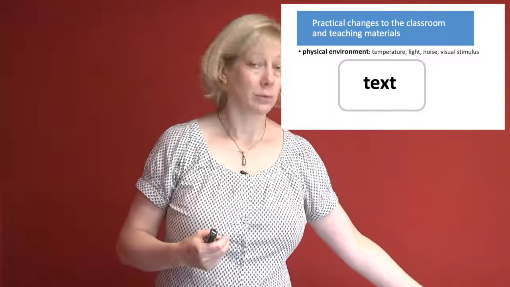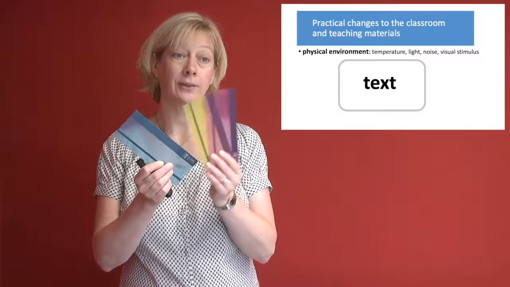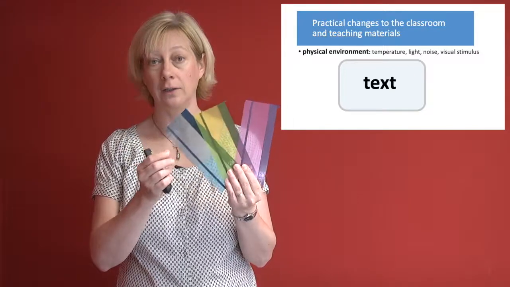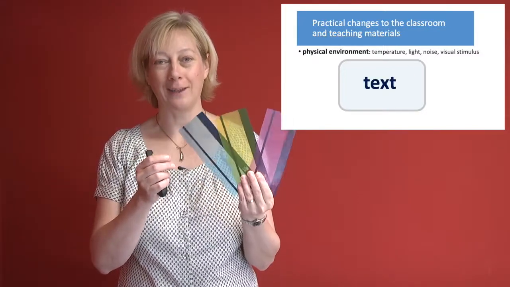In textbooks, we can use coloured overlays to reduce the contrast between the usually white paper and black text. But often in textbooks what we find is that it's not just the colour but the actual layout of the page, with a lot of pictures and bits of text. So in that situation we might want to use what we call a text window.